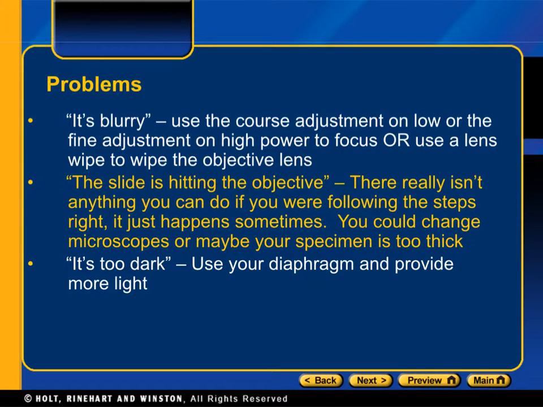All right, some problems that usually come up when we're doing a microscope lab. First one is, it's blurry, I can't see it. So you need to use the coarse adjustment on low, and you have to make sure you're using the fine adjustment on high power. Sometimes that's the problem, is you're just not using the right objective lens, you're missing the focus, something like that.